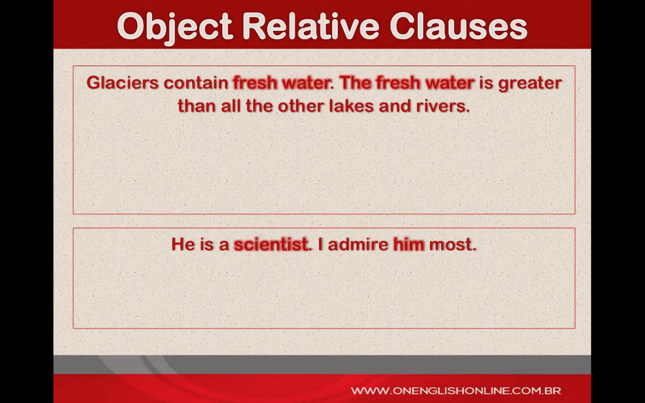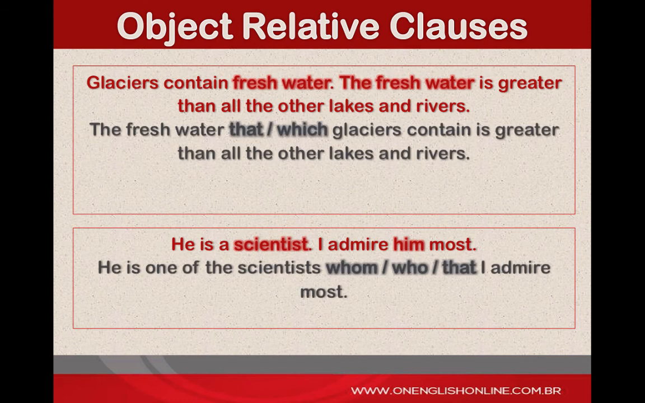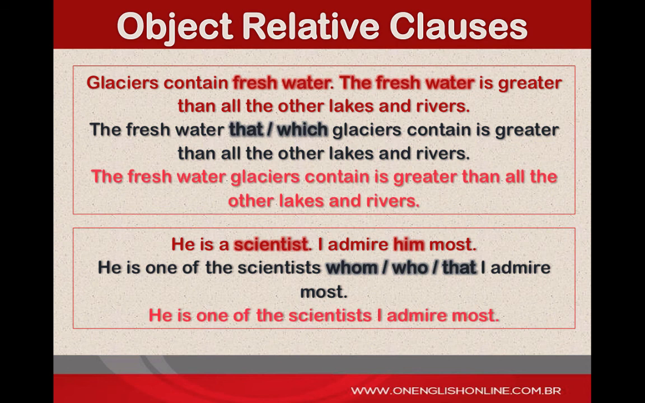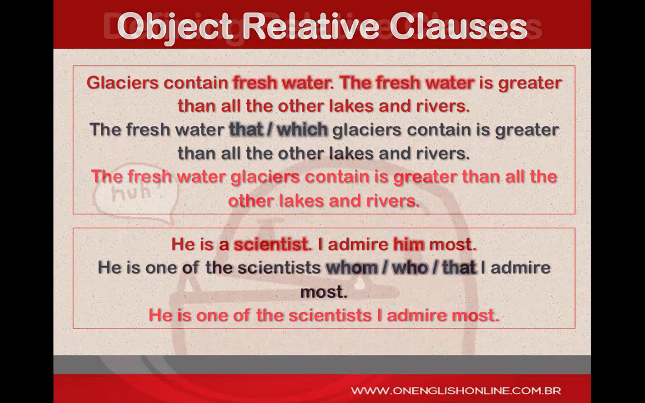Object relative clauses are used when the relative pronoun replaces the object of the main clause or refers to the object. The relative pronouns you can use are who or whom, which, that, or whose. You can omit the pronoun when using object relative clauses.